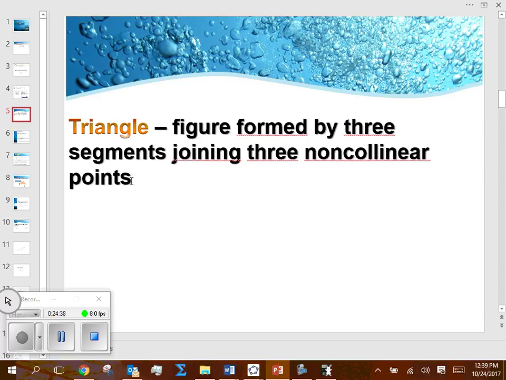Triangle, by definition, we haven't really talked too much about other vocab words like polygon or closed figure or anything like that. So I don't want to define a triangle using those terms, because then we have to define those terms right now. So let's just call a triangle a figure formed by 3 segments joining 3 non-collinear points. Okay? 3 segments joining 3 non-collinear points. Be a vocab word that you guys see on the test.